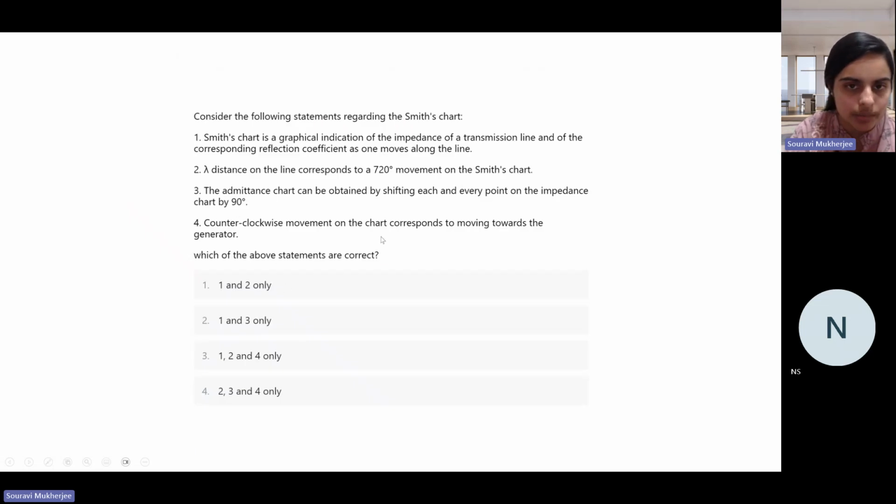So counterclockwise movement on the chart corresponds to moving towards the generator. This is wrong, right? Clockwise movement on the chart corresponds to moving towards the generator, because the phase decreases by 2βd as you move from the load towards the generator. So in this case, the answer would be 1 and 2 only. So only these two are the correct options. Clear?